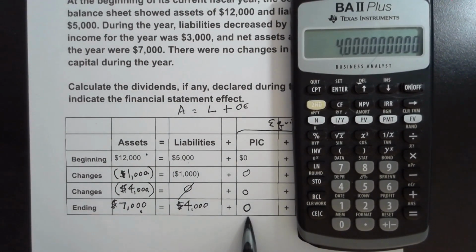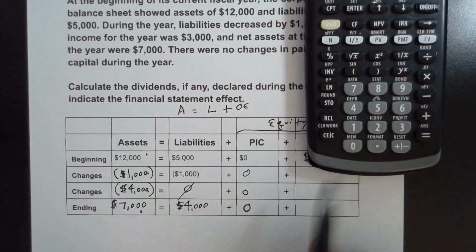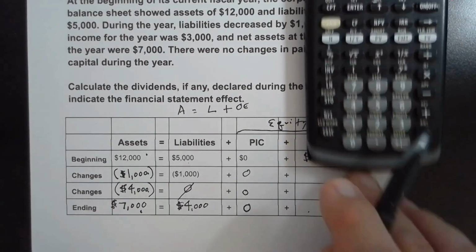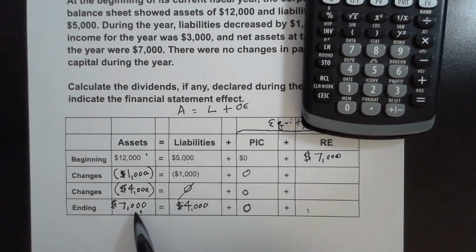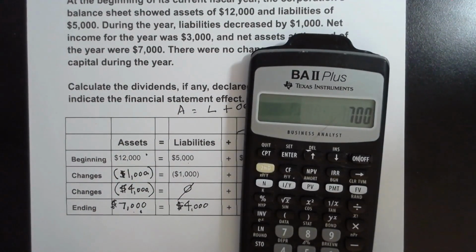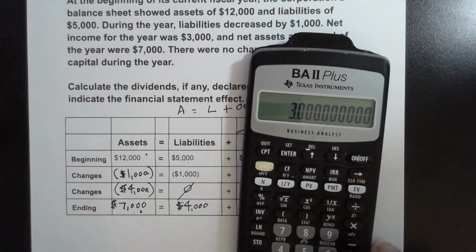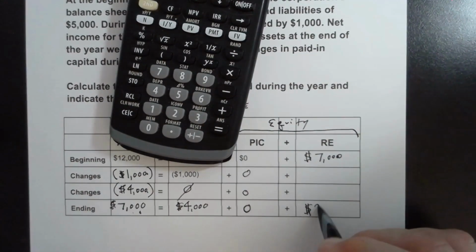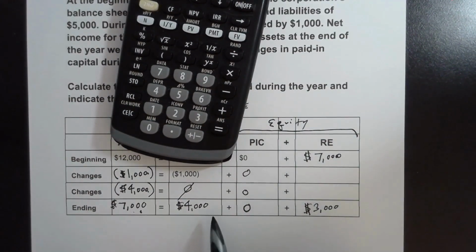We know there's no change in the paid-in capital. There's certainly a change in equity. We're going to figure out the ending retained earnings. We have 7,000 on this side, and on this side we have 4,000. So what will the difference be? Well, if I have 7,000 in assets and I take away 4,000 in liabilities, that leaves me $3,000 as my retained earnings, positive 3,000. Again, it's algebra. 4,000 plus 3,000 equals 7,000. So this part of the equation fills in perfectly.